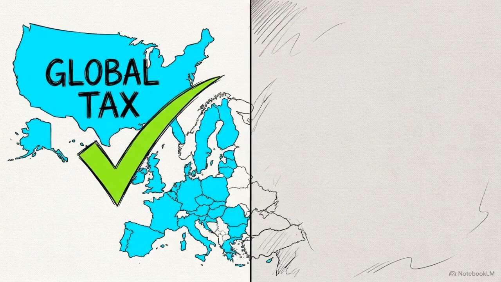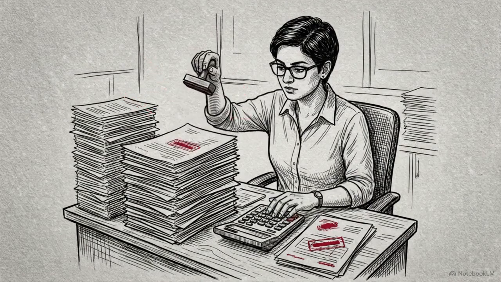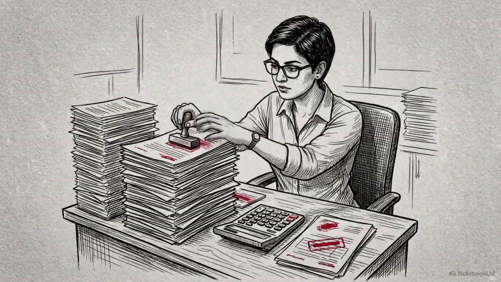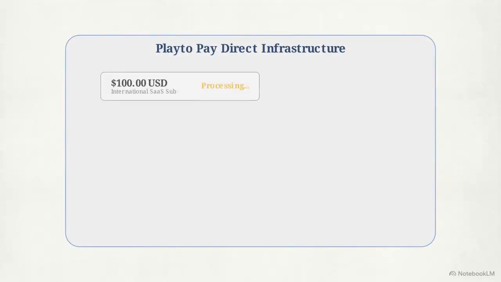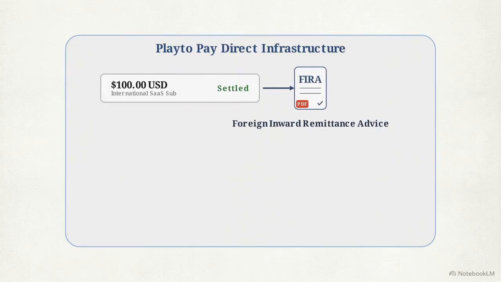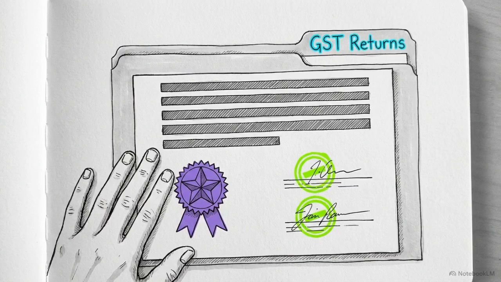But here is what they explicitly do not handle for Indian entities. They do not manage your local GST filing on the export of services, and they do not handle Indian FEMA compliance. Regardless of which global platform you use, you still have to retain and pay a local chartered accountant to handle your Indian books. Direct infrastructure platforms approach this differently. Systems like Playto Pay automatically generate FIRA documents, foreign inward remittance advice, on every single international transaction. Your CA simply takes these automated FIRA documents and uses them to cleanly file your required GST on exports.